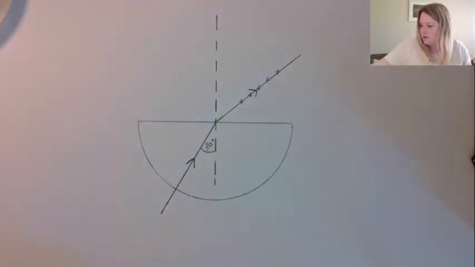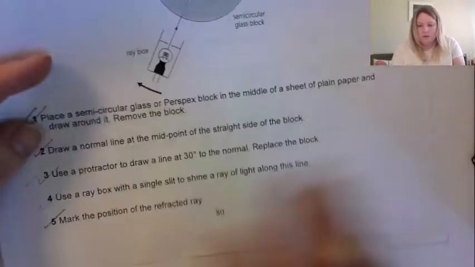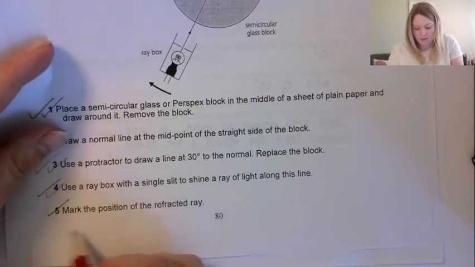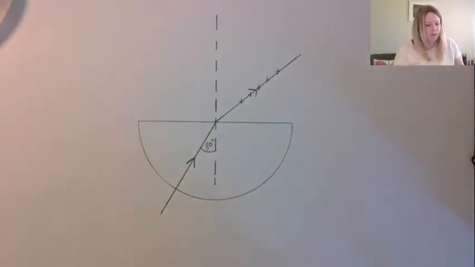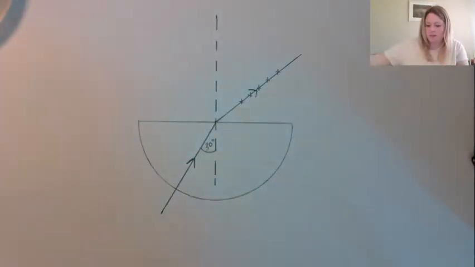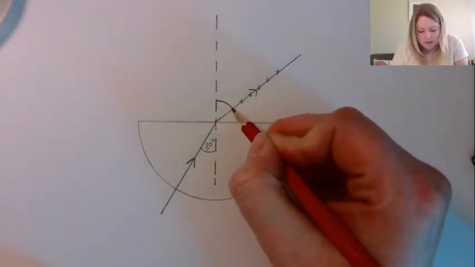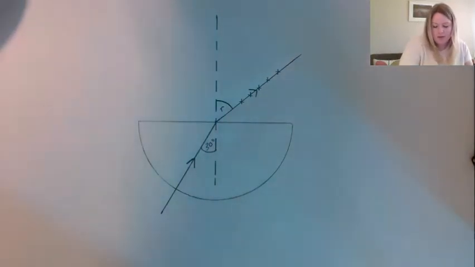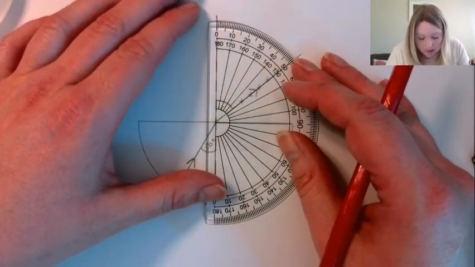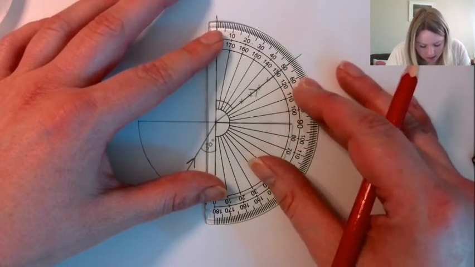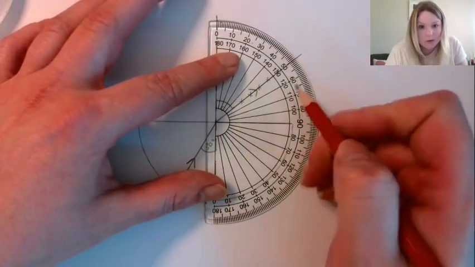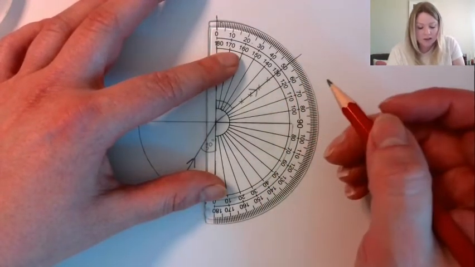Let's go back to our instructions. So, use a ray box with a single slit to shine a ray of light along this line. Done. Mark the position. Done. Now I have to hide one of my answers here. Measure the angle of refraction. So let's do that. So the angle of refraction is this angle here. If I'm super careful with lining up my protractor, there we go. Oh, spot on 50 there. So my angle of refraction is 50 degrees.